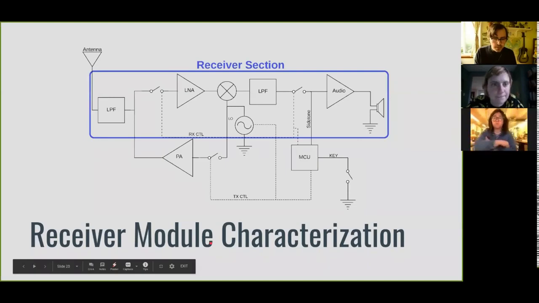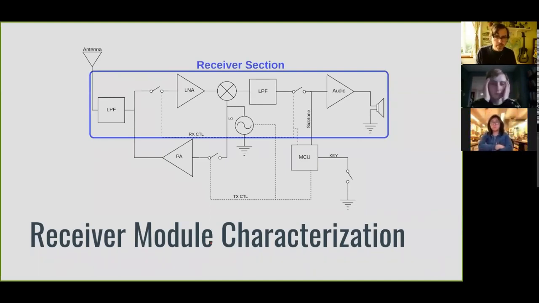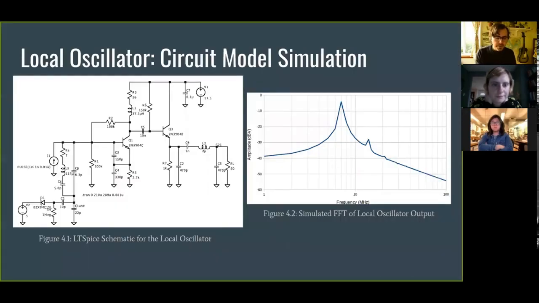Before I put this all on a single PCB, I wanted to take individual chunks and make sure that these circuits were working. So I built them on tiny little modules. I'd put them in the simulator first, come up with a full design, and then take that onto a module and test it. So here's the schematic of the local oscillator and the output, which is right at about 7 megahertz. There was a second harmonic, but it's really far down at 14 megahertz, so we don't have to worry about that very much.